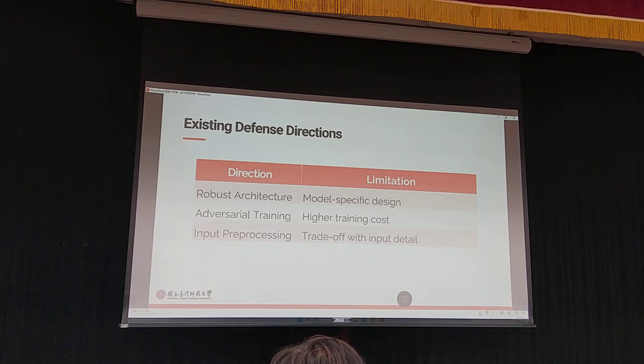After defining the attack, the next question is how to defend the model. There are 3 common defense directions. Robust architecture design can improve robustness, but it is usually model specific. Adversarial training is effective but increases training cost. Improved preprocessing keeps the model architecture unchanged, and my work focuses on improved preprocessing using feature squeezing.